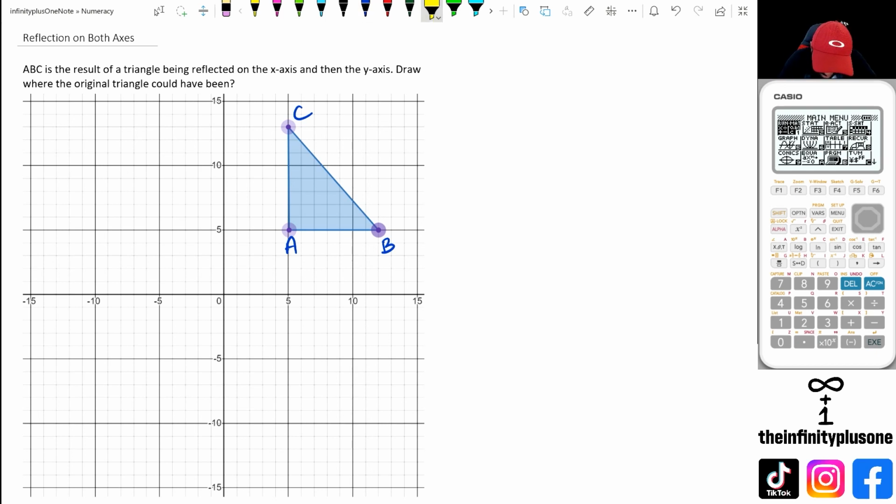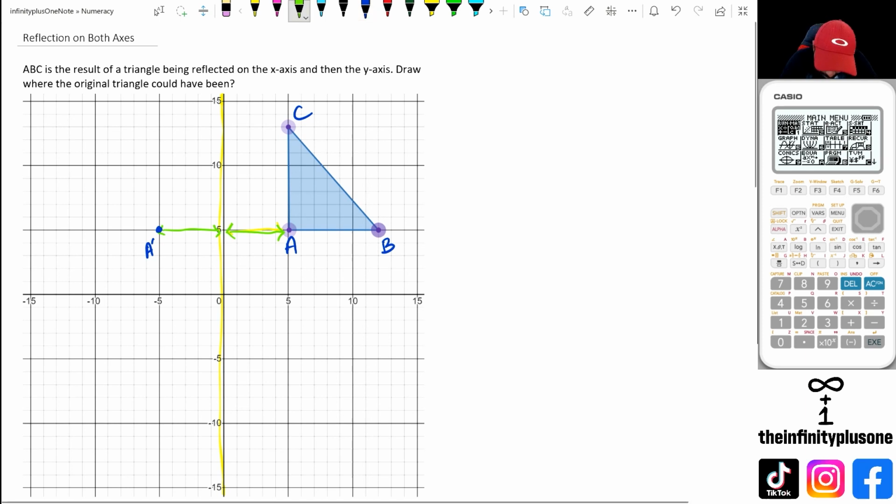Now the y-axis is this yellow line right here. So what I would like to do is first figure out how far this line is. That's a terrible color to show, but I'm going to use this one here. So A is 5 units away from the y-axis, which means on the other side, it's got to be 5 units away from the y-axis as well. And I'm going to put this as A dash.